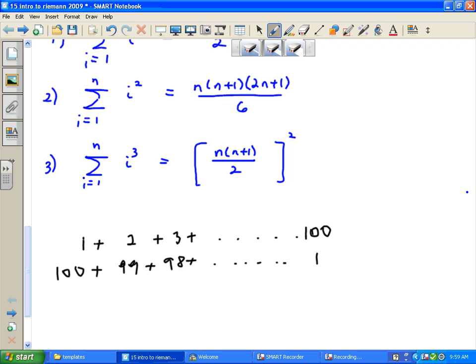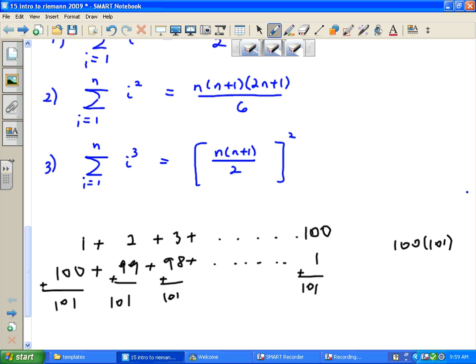And he added each of the columns. What is 1 plus 100? That's 101, right? What's 99 plus 2? 101. What is 3 plus 98? Every one of these sums is going to be 101, right? But now how many 101s do we have? Because how many columns do we have? We have 100 columns. So right now we have 100 101s, except that we did it twice. We added the numbers going up and going down.